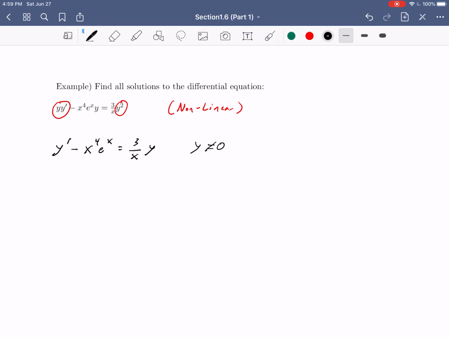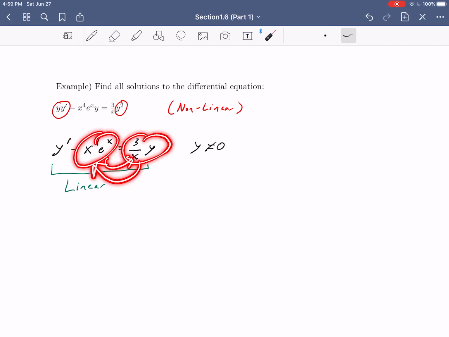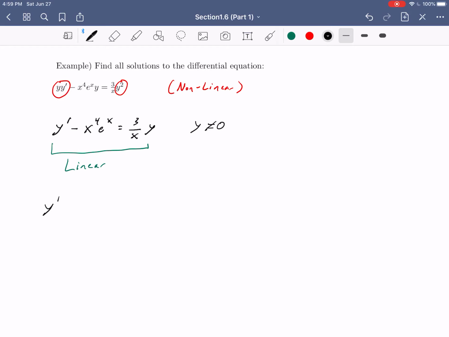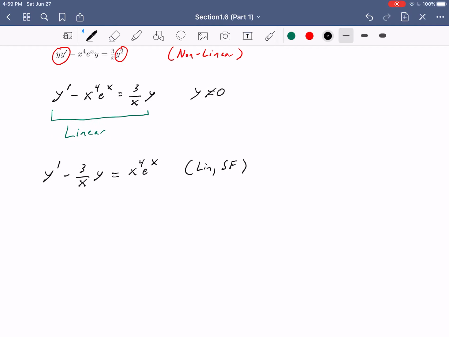So this thing here, this is linear. However, it is not in standard form because we need this thing over here and we need this piece over there. So let's go ahead and do that. So we get y prime minus 3 over x y equals x to the fourth e to the x. Now this is linear and in standard form. So we can approach it our new way.